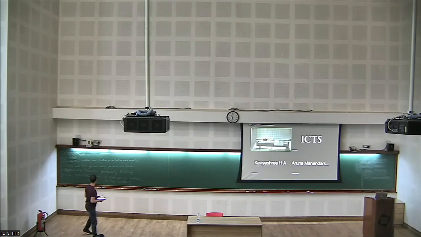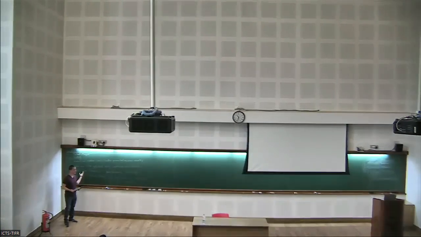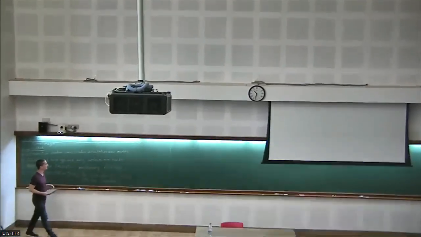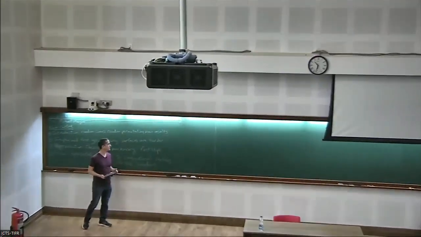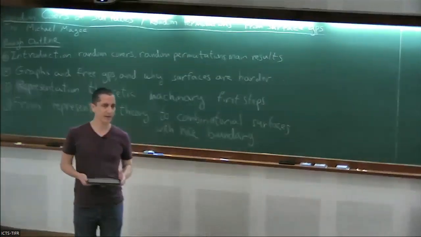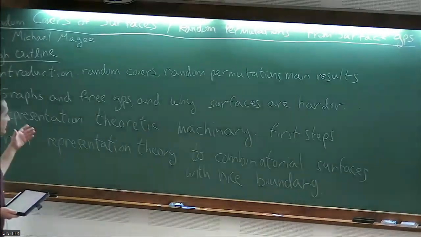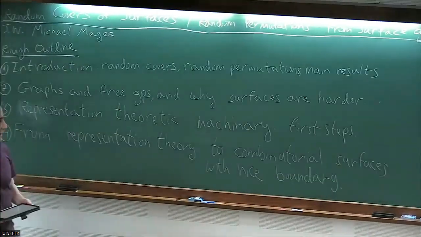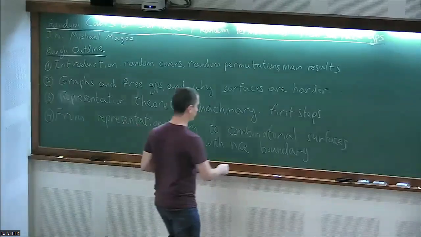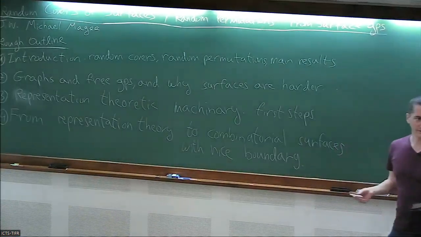Okay, so my mini course I gave the title Random Covers of Hyperbolic Surfaces. It can equally have the title of Random Permutations from Surface Groups. And this is based on a joint project, mostly with Michael McGee. So, I mean, probably about 4 different papers.